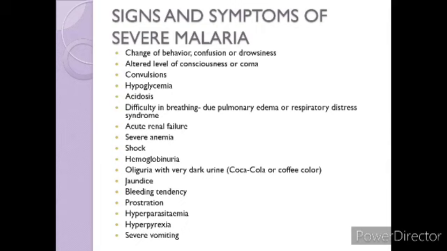Then we have bleeding tendencies, prostration, which is the act of lying stretched out on the ground, or extreme physical weakness and emotional exhaustion. Then we have hyperparasitemia. This is the increased number of parasites within blood.